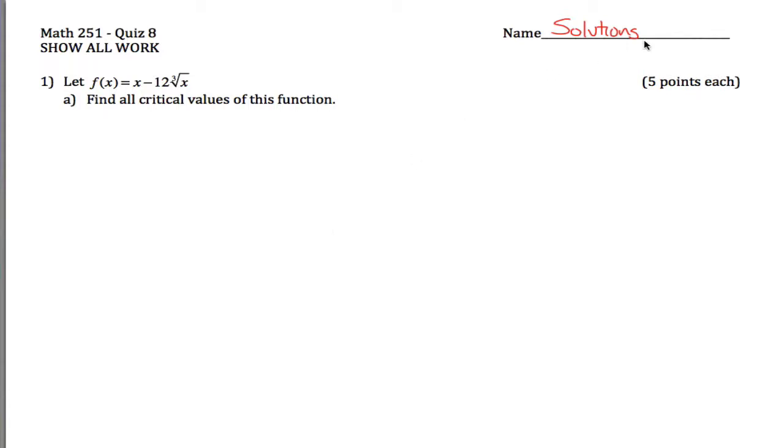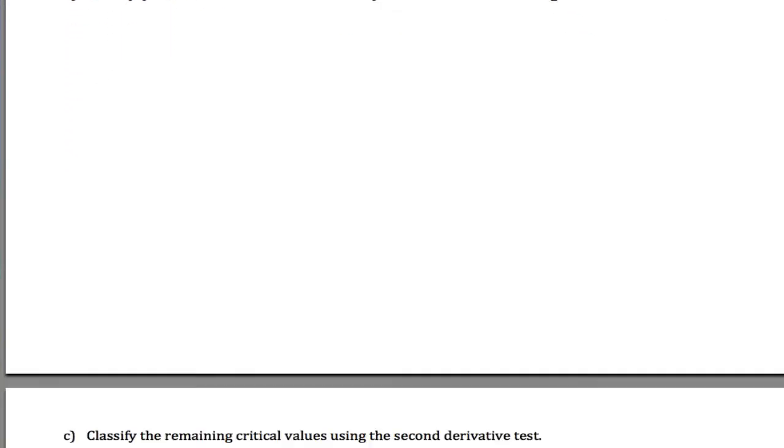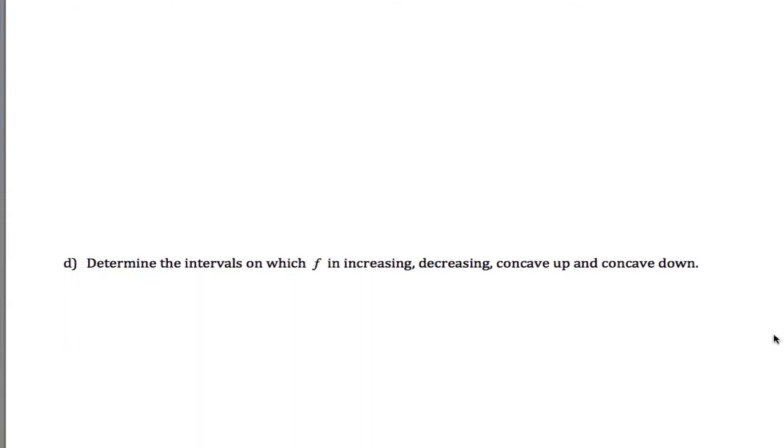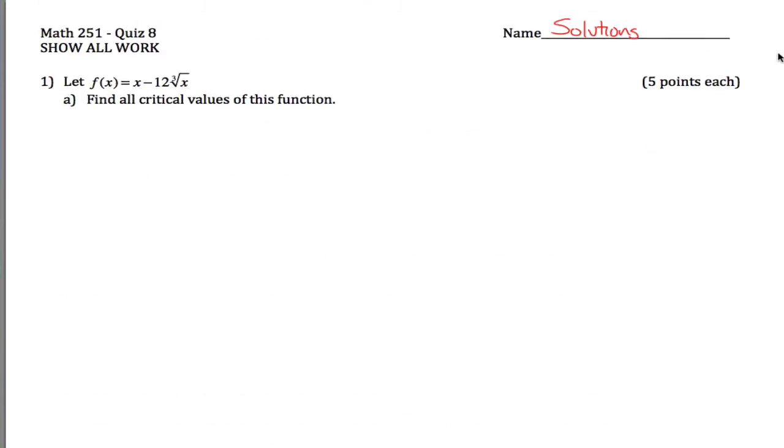Okay, here are solutions for quiz 8 for Math 251. We're given this function, f of x equals x minus 12 times the cubed root of x. Alright, and asked all sorts of stuff. Asked to find its critical values, asked to classify those critical values, asked to determine the intervals on which this function is increasing, decreasing, concave up, concave down. I guess that's it. So okay, let's do it.